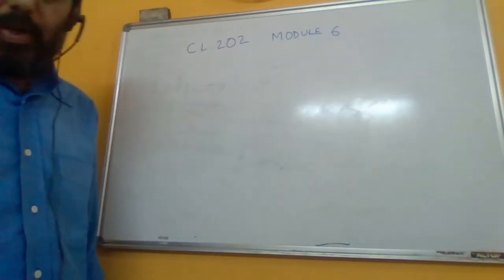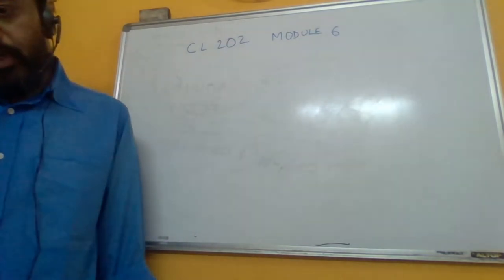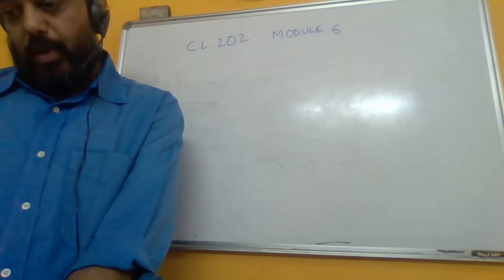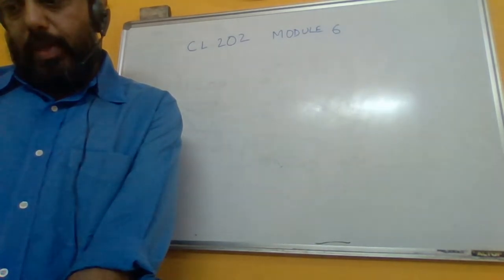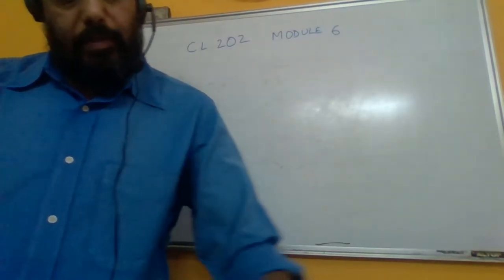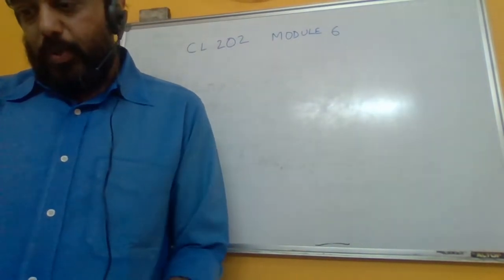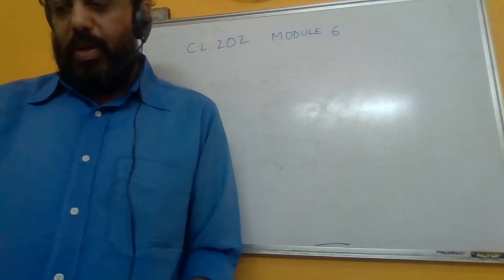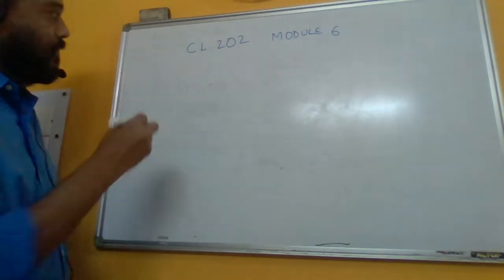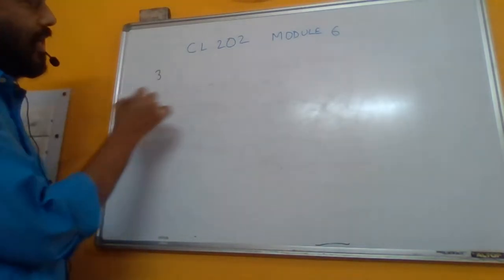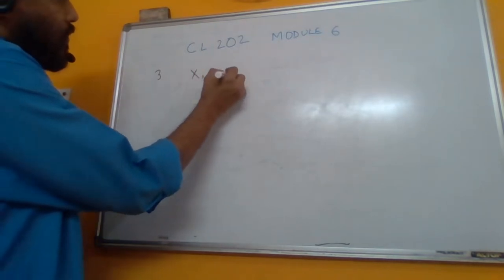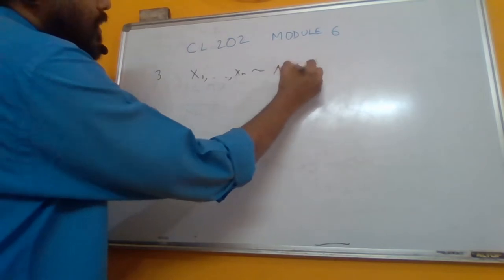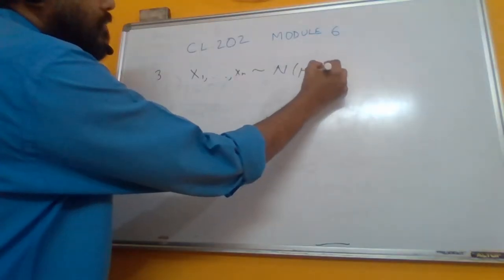So problem 3 is, let x1 to xn be a sample from a normal population with the mean being mu and variance being sigma square. Determine the MLE of sigma square when mu is known. Okay, so this is an interesting problem. Problem number 3 says this time x1 to xn belong to a normal population with mean mu and variance being sigma square.